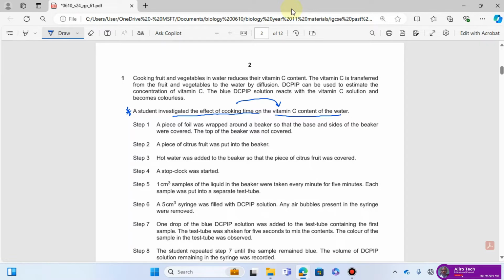So let's come to the main information. It says cooking fruit and vegetable water reduces their vitamin C content. Vitamin C is transferred from the fruit and vegetable into the water by diffusion, meaning the more you cook the fruit and vegetable in water, more vitamin C diffuses out of it. All right. Now it says DCPIP, of course, is a reagent to test for vitamin C, and usually it turns colorless. It becomes colorless because the original color of DCPIP is blue.